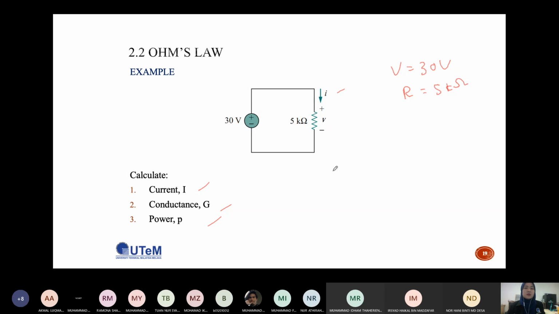The first one here, current, you can use the Ohm's law. V equals I R, I equals V over R. V is the voltage 30, R is 5 kilo ohm. Okay, so 30 divided by 5 kilo ohm is 6 milli. Don't forget the unit. Okay, the unit for current is ampere. Okay, so this is for question 1.